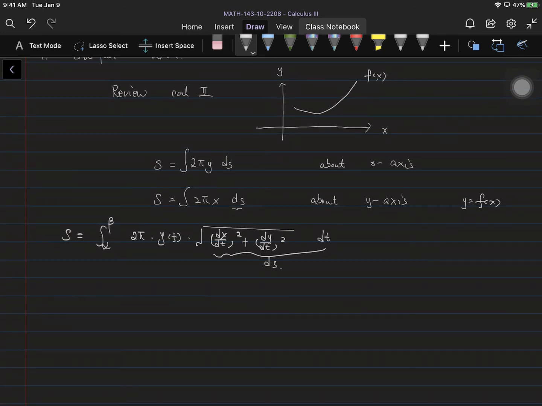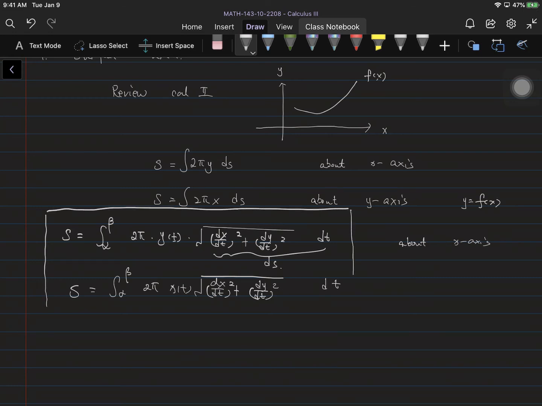Number 3, the last formula we learned. This is about the x-axis. Same thing for rotating about the y-axis, it is given by, just turn this into x(t), and the arc length is the same thing: the square root of (dx/dt) squared plus (dy/dt) squared. Those are the two formulas for the surface area of the parametric equations. Okay, now let's take a look at the example.